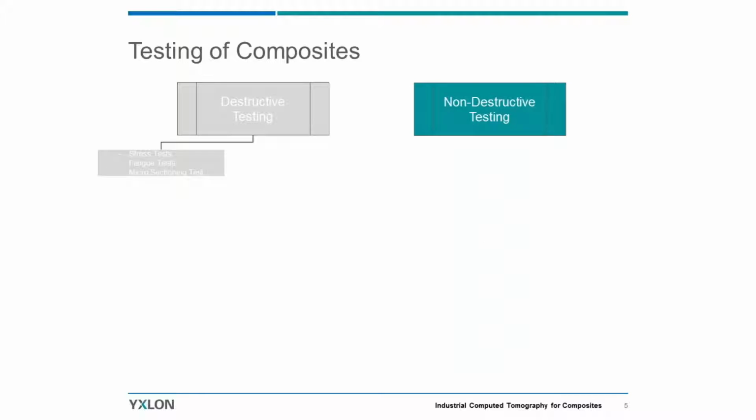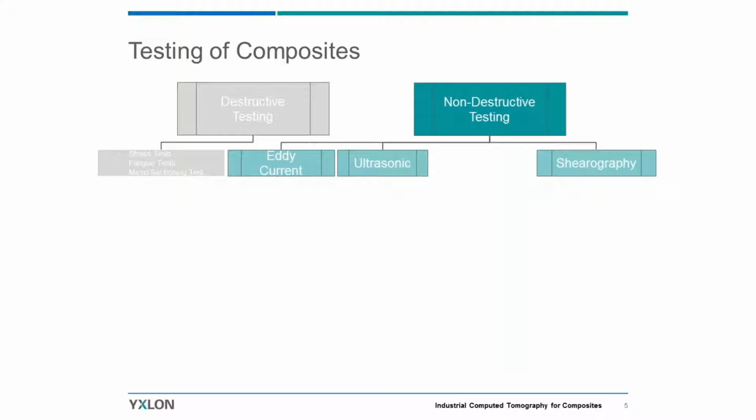In general, testing of composites can be divided into destructive testing and non-destructive testing. Destructive testing is typically things like stress tests, fatigue tests, and micro-sectioning tests, where we cut it and look at what is there. And then there's non-destructive testing. Eddy current is one technology being used for non-destructive testing, as well as ultrasonic, thermography, and some others, but we're going to focus on X-rays only.